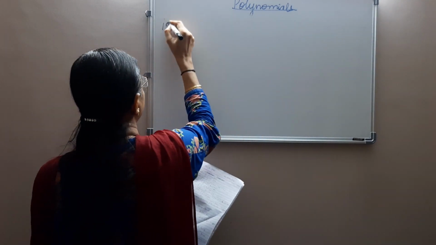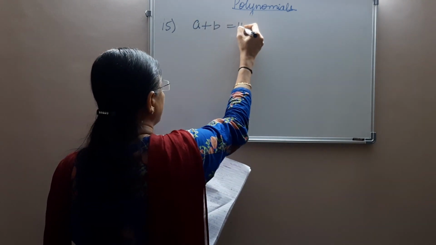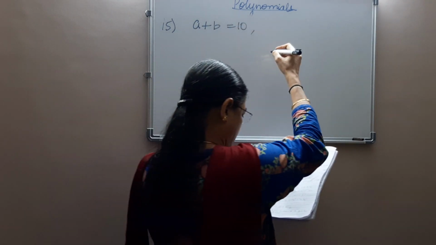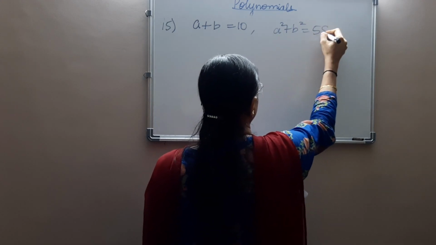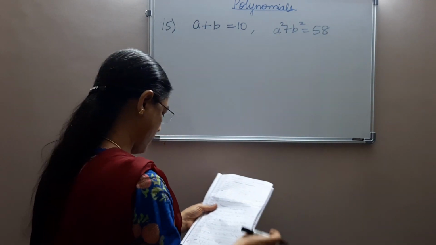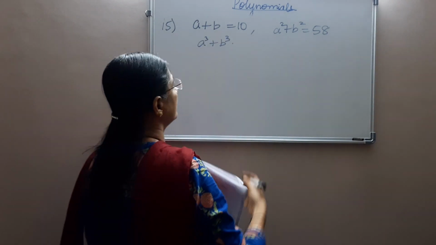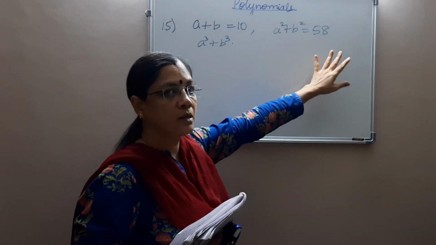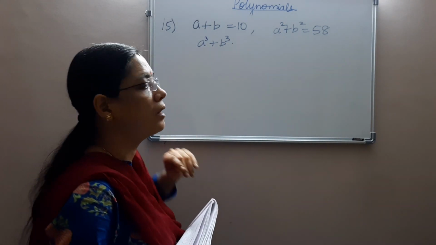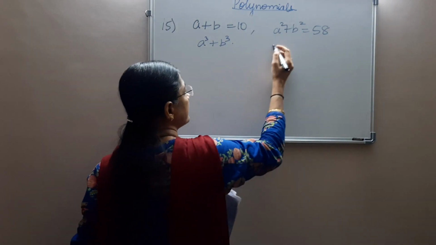Next one, the 15th sum: a plus b is equal to 10 and a squared plus b squared is equal to 58. Find the value of a cube plus b cube. So how do we get it? See here, a plus b is given, a squared plus b squared is given, and we are asked for a cube plus b cube. Now how do we get a cube plus b cube?